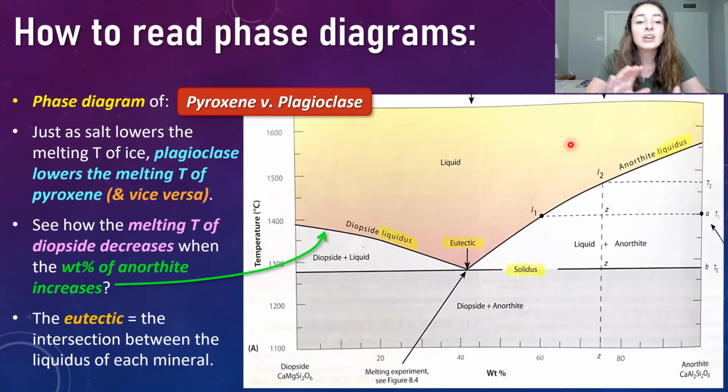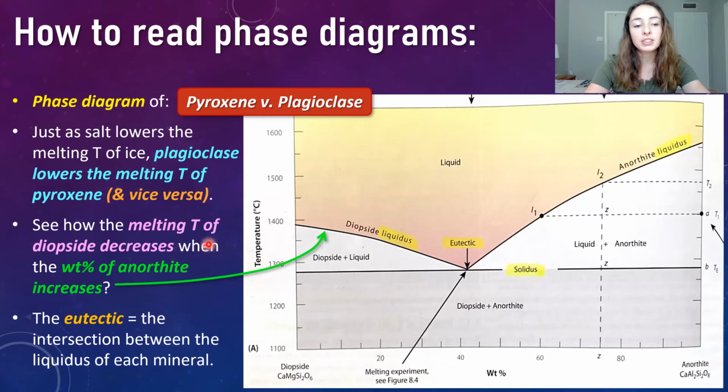Well, here we have a pyroxene plagioclase, or diopside and anorthite respectively, phase diagram. And in this phase diagram, we can see the two sides. So just as we had more water to the left and more salt to the right on the previous diagram, here we have more diopside to the left and more anorthite to the right. Now, just like salt lowers the melting temperature of ice, plagioclase lowers that of pyroxene, and vice versa. Pyroxene lowers that of plagioclase.